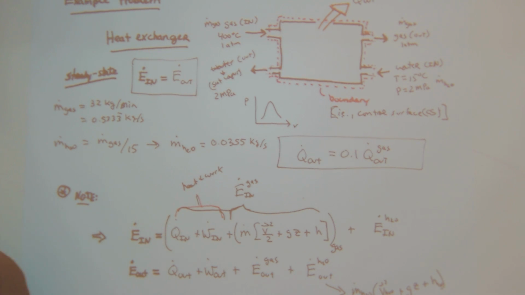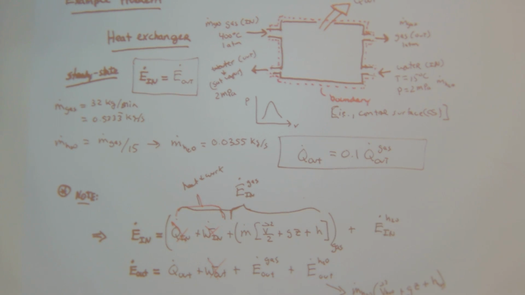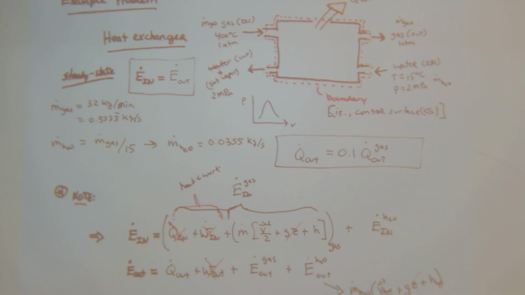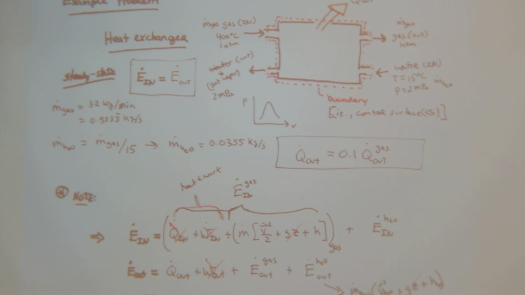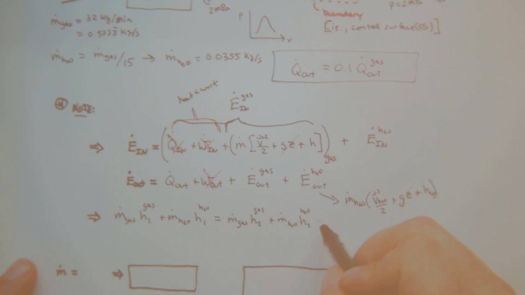So across this, we have an expression for that. So we can simplify everything out, and we can get rid of these, right? So then when we simplify it, we got m dot gas H1 gas plus m dot H2O H1 H2O equals m dot gas H2 gas plus m dot H2O H2 H2O plus 0.1 Q dot gas.